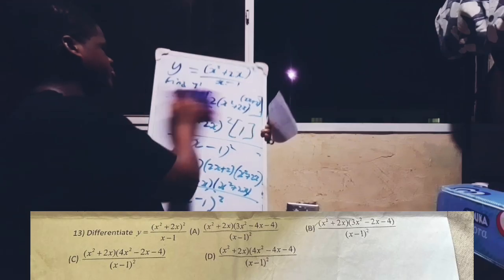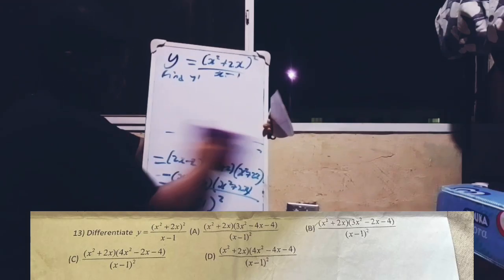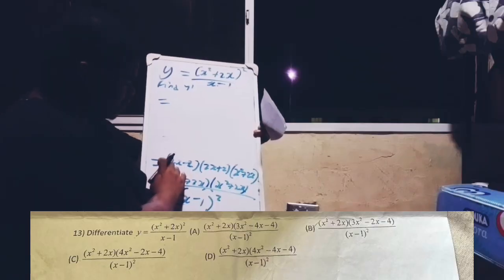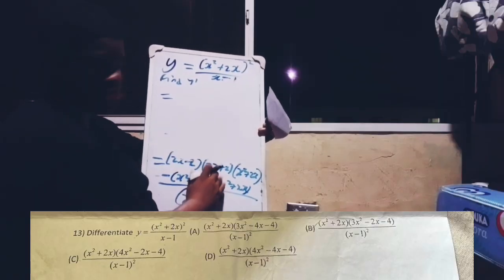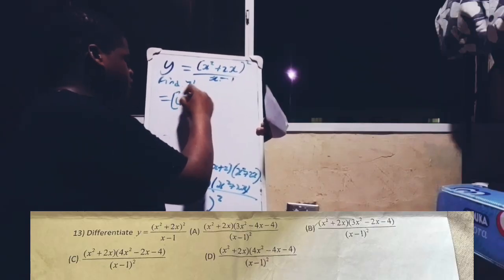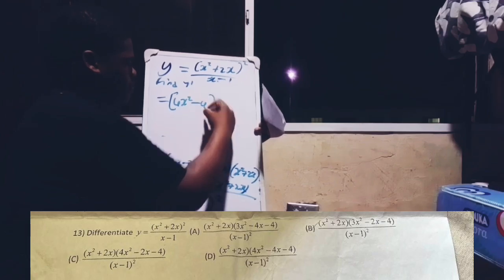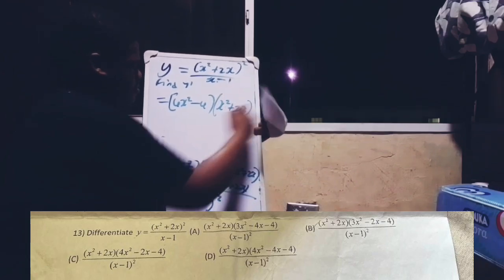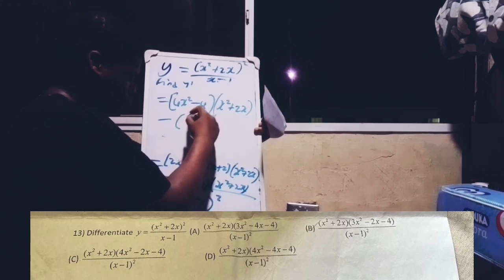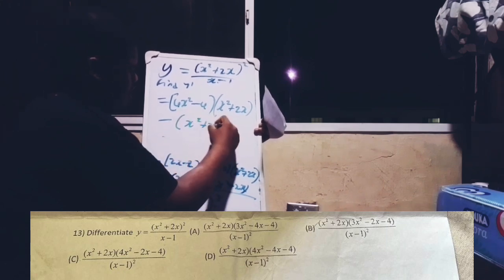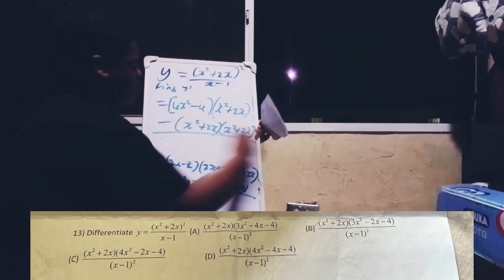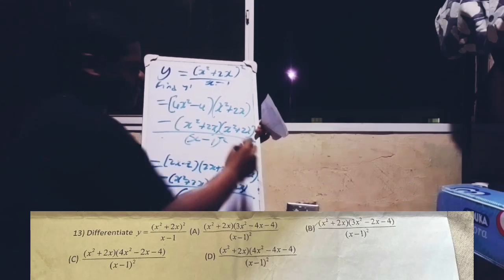Let me clean this with some space to solve now. This equals (2x minus 2) times (2x plus 2), which is the same thing as 4x squared minus 4, times (x squared plus 2x), minus (x squared plus 2x) times (x squared plus 2x), all divided by (x minus 1) all squared.